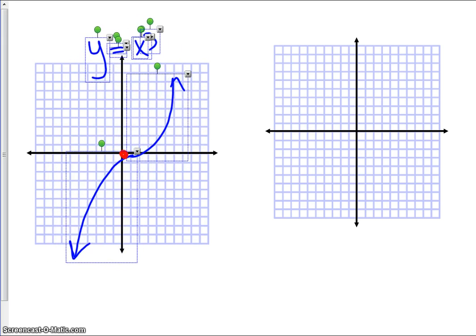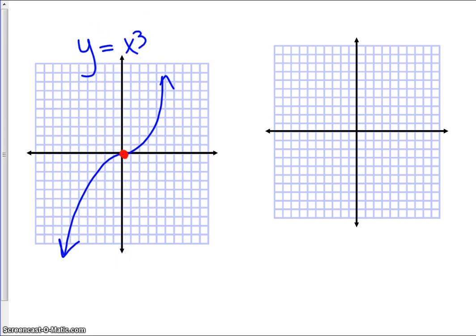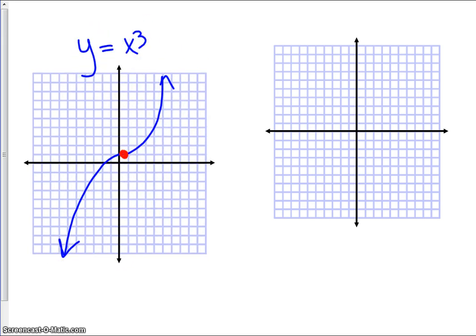Up or down or left or right. Let's talk about that. So let's say I want to move this curved line. And if I want to move it just down, this particular line, I want to go down 3. So instead of starting here at 0, 0, I want it to have that point of inflection at 0, -3.